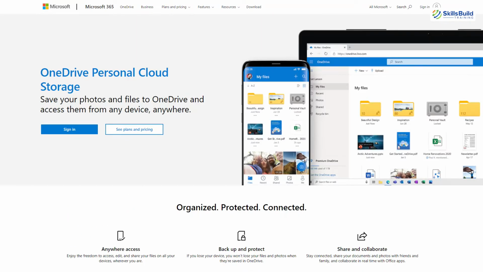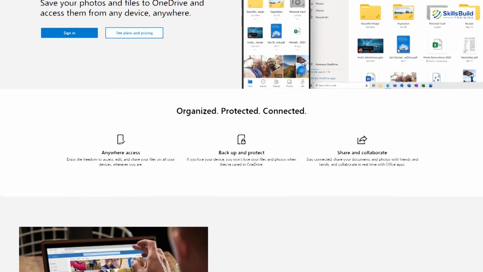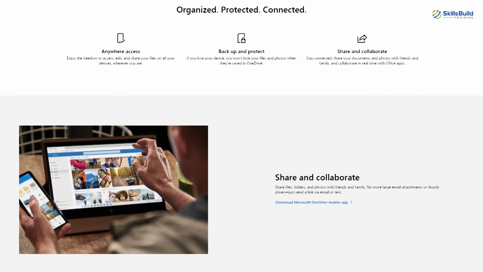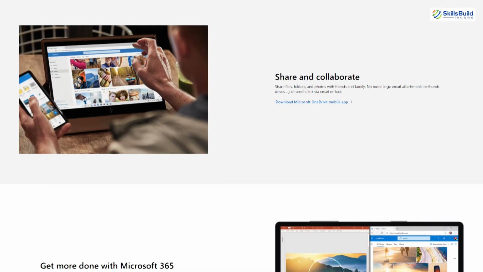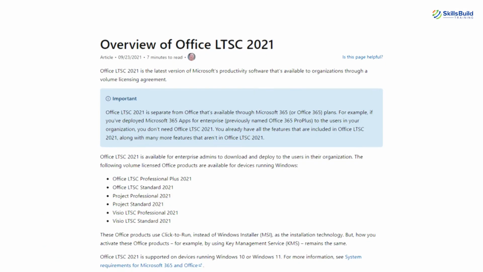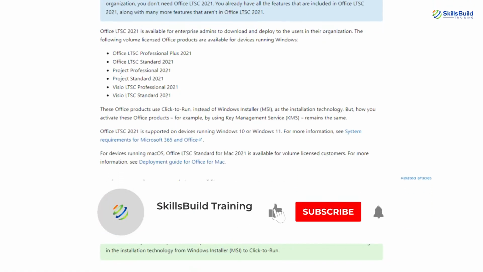Lastly, I'll talk about OneDrive for Business. OneDrive for Business, which is also known as Groove, is no longer included with the installation of Office 2021 and is not supported for Office LTSC 2021. So that was all about Office 2021 versus Office LTSC 2021.